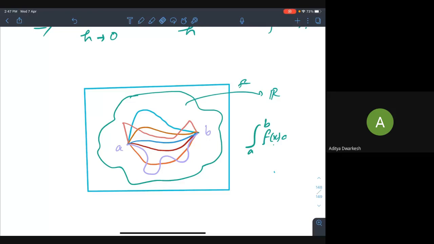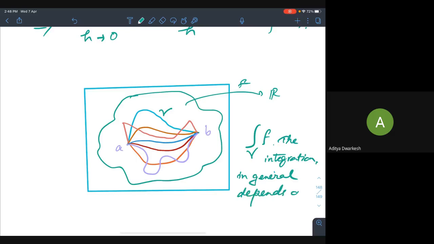So you want to define integration A to B from this point to that point. But how do you define it? There are several paths. So in general, you will not be able to define such integration. If gamma is this one, you want to define the integration of f over gamma. So the integration, in general, depends on the path.